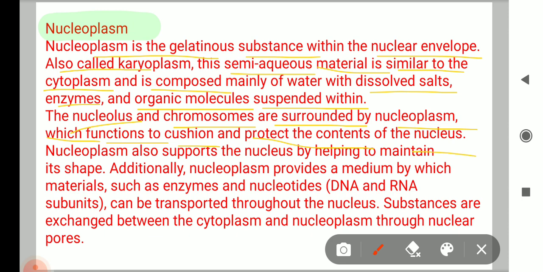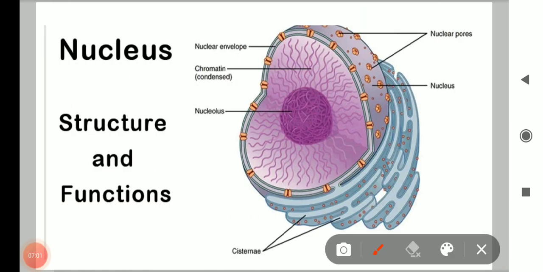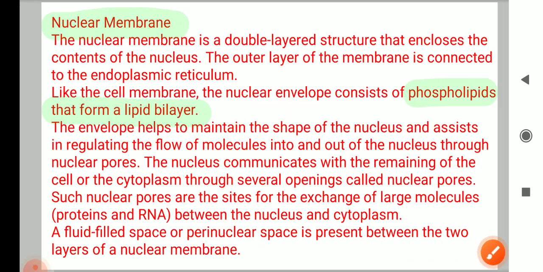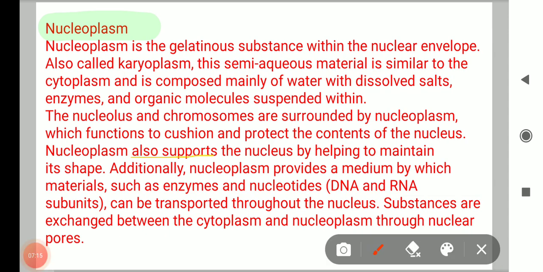nucleus. Means the nucleolus and chromosomes are surrounded by the nucleoplasm, which functions as a cushion and protects the contents of the nucleus. You can see the structure of nucleoplasm here, and the nucleolus and chromatin or chromosomes are present inside the nucleoplasm, and nucleoplasm supports the nucleus by helping it maintain its shape.